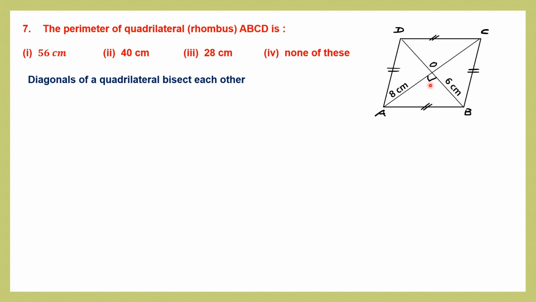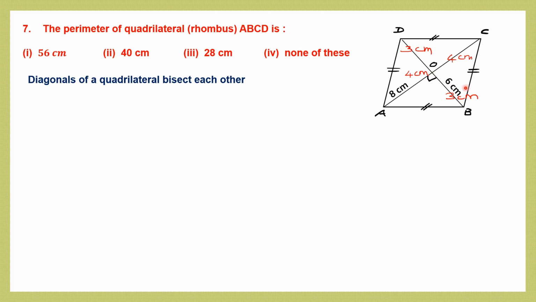Now here, as you can see, when we say bisect, that means we're going to divide both sides into two equal halves. So here the whole measurement is 8 centimeters. That means this half from O to A is 4. This will be 4 centimeters and the other side will be 4 centimeters. Similarly, the whole thing is 6 centimeters. So this will be 3 centimeters and this side will be 3 centimeters. So that is how the diagonals are bisecting each other.